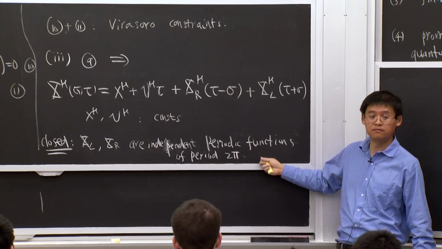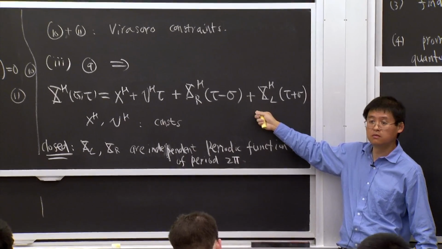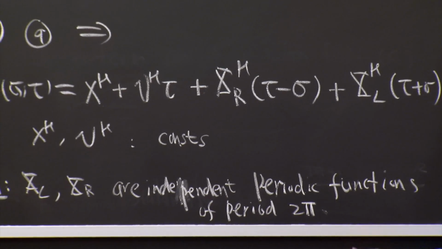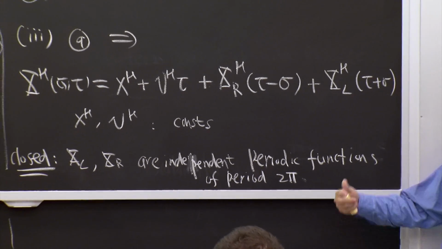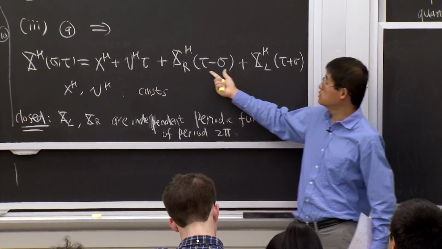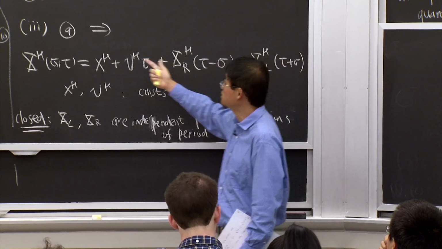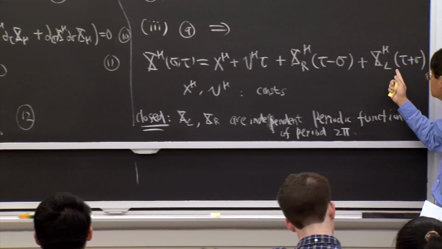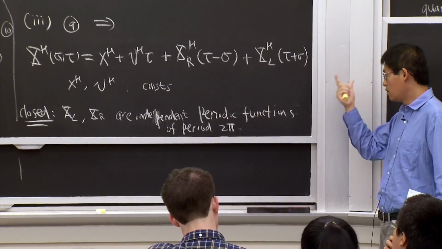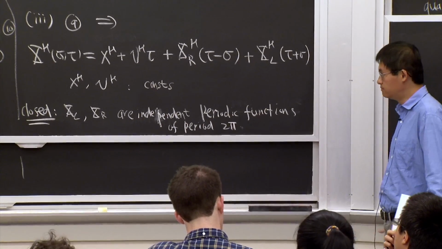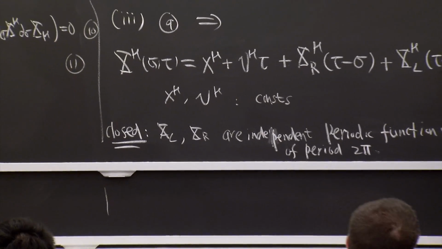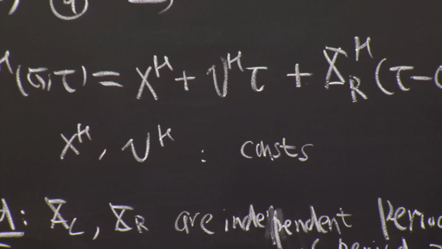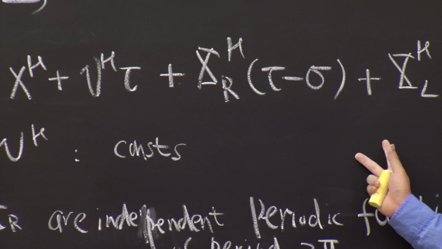Okay, is this clear to you? Do I need to explain this equation? Why a function of tau plus and minus sigma? It's because you have a traveling wave. You can immediately see this satisfies this equation, and then you can easily convince yourself these are the only solutions, in the sense that these are two arbitrary functions, so there's no other choice anymore. Any more questions on this?